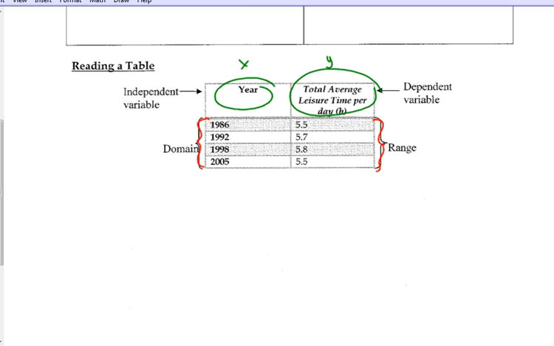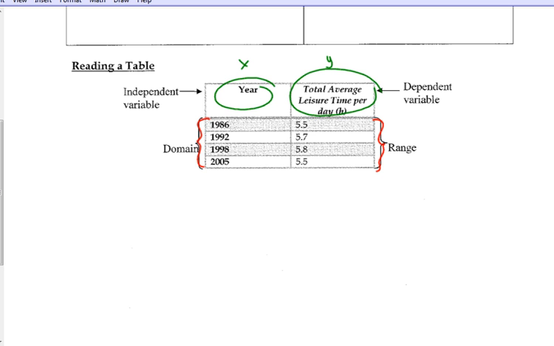Okay? We also talked about relations and functions. What's a relation? Think relate. Yeah, we're relating two sets together. How does one set relate to the second set? How are two things related? How are year and total average time related? Okay, that's a relation. This is a relation because we're putting a correlation between year and average leisure time.